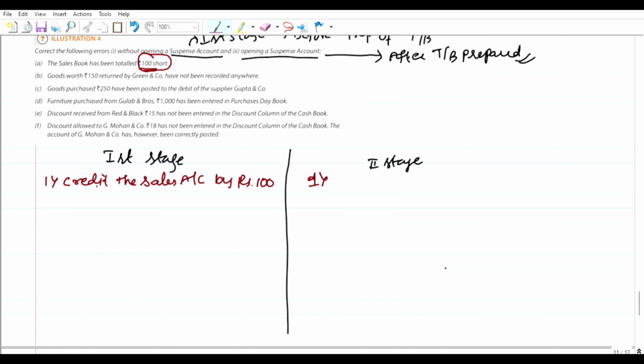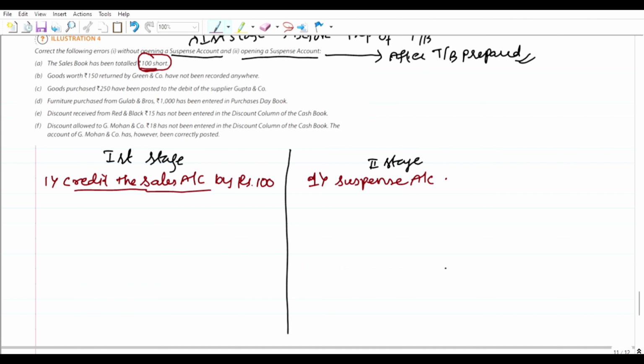First question, right? We have credited the sales account by rupees 100. Actually, the sales book has been undercast by rupees 100, so that has been totaled short. That means if we credit the sales account by rupees 100, the error will be rectified. But due to that, the suspense account has been credited earlier. In order to remove that, we are going to debit the suspense account. So write the entry.